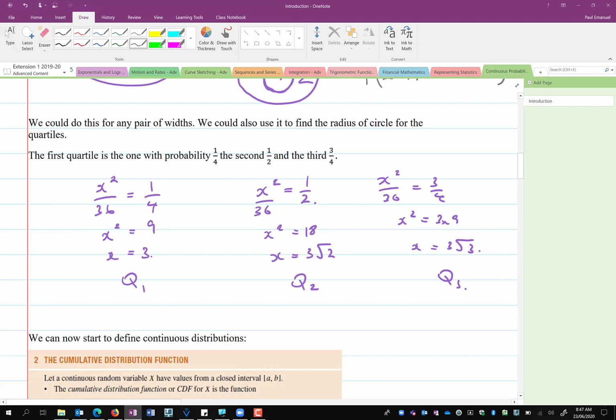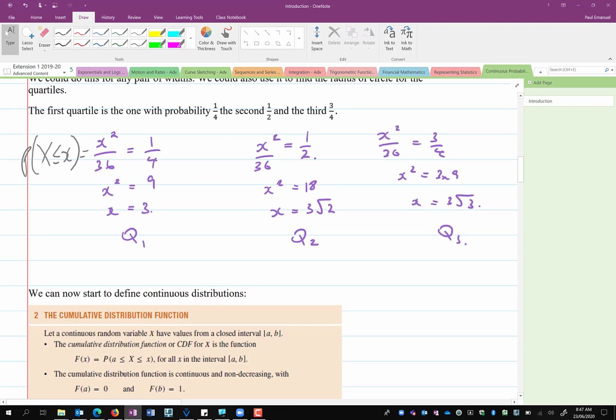I then talk about quartiles. So quartile is the first quarter of the probability. Given that the probability that X is less than or equal to x, where capital X is the random variable and x is the value of the random variable, is x cubed on 36, you just set that to a quarter and you solve it for x, okay? And then you do the same thing for half to get Q2 and 3/4 to get Q3.